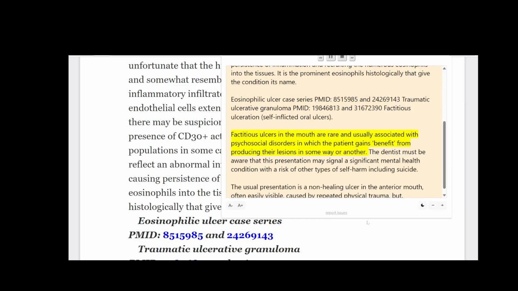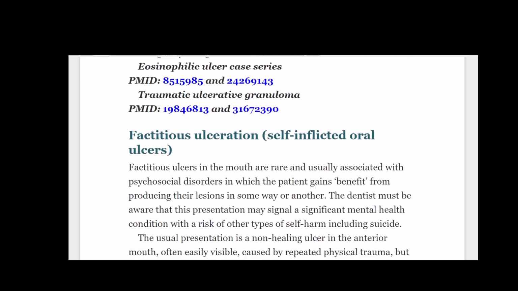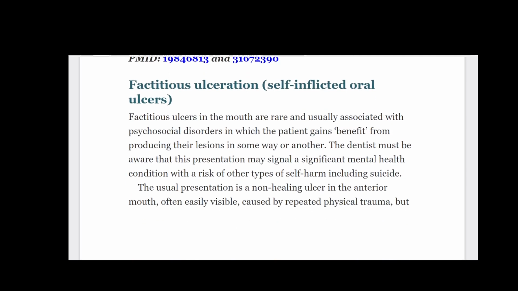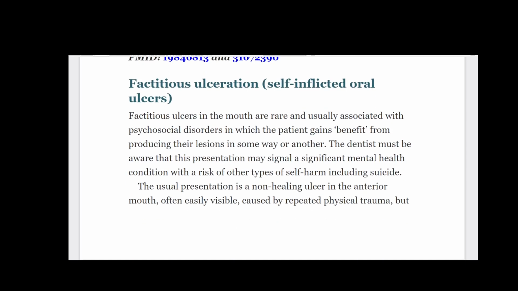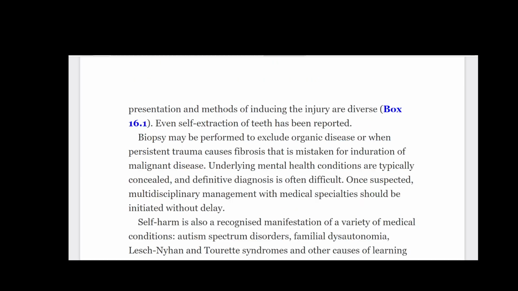Factitious ulcers in the mouth are rare and usually associated with psychosocial disorders in which the patient gains benefit from producing their lesions in some way or another. The dentist must be aware that this presentation may signal a significant mental health condition with a risk of other types of self-harm including suicide. The usual presentation is a non-healing ulcer in the anterior mouth, often easily visible, caused by repeated physical trauma, but presentation and methods of inducing the injury are diverse, Box 16.1. Even self-extraction of teeth has been reported.